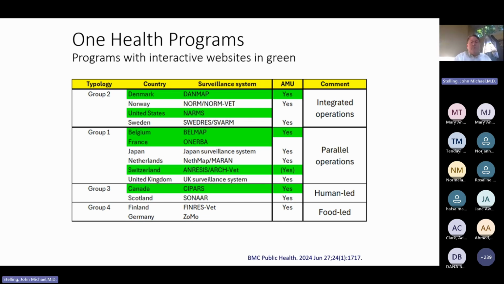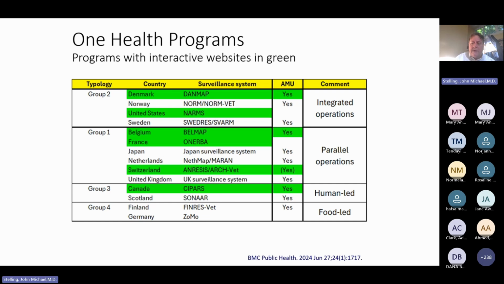Okay. So group two, that project is very integrated between the sectors. More common is group one, where it's done in parallel. The human group to the human isolates, animals to animal isolates, food to food isolates, and it's different databases, but they do coordinate publications, reports, messaging. So each group is sort of working separately, but they integrate the messages.